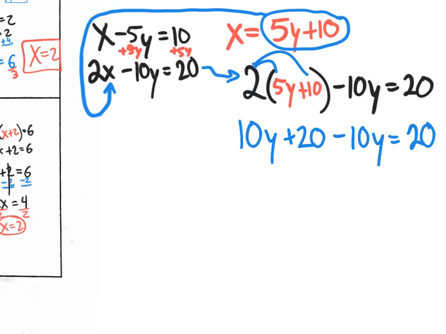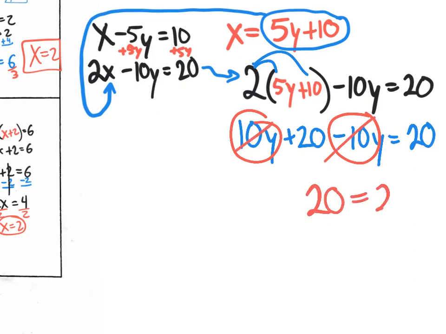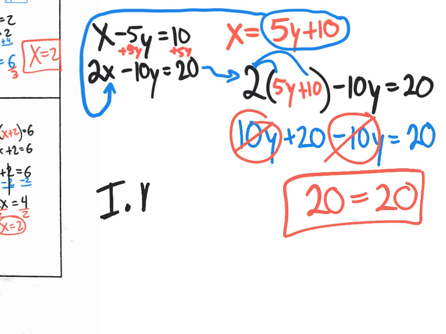Combine like terms, and what happens with the 10y and the negative 10y? They cancel out. So what do you have left? 20 equals 20. What do you guys think about that? That's always true, which means infinitely many solutions. Now, if it's impossible, you say no solution. If it's always true, you say IMS, right? But of course, you need to know what that stands for, infinitely many solutions.